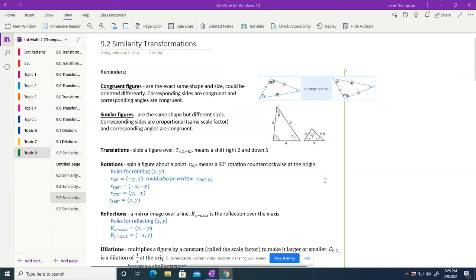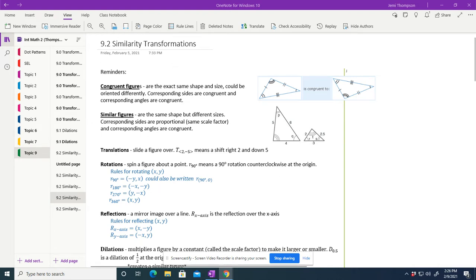Today's lesson, 9.2, Similarity Transformations, really takes the review work that we did in 9.0 and the work that we did in 9.1 and blends it all together. So if you haven't given yourself a good understanding of the past lessons that we've done, then please go back and review those first, because this will be jumping right in here.